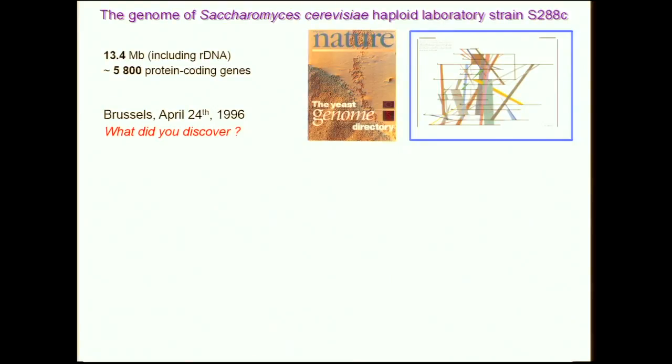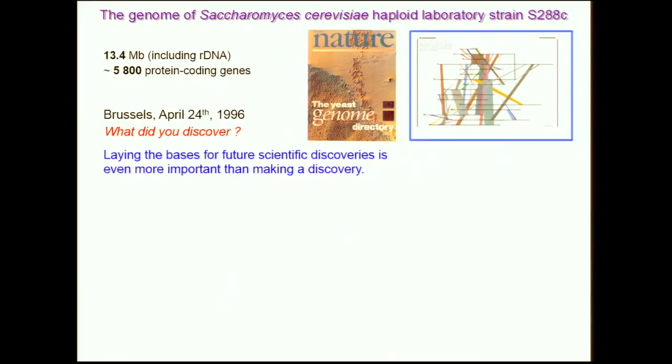And of course, people from the press said, what did you discover? Because this thing was on the wall, but nobody understood what it was. It shows simply the relationship between the different pieces of chromosome, which are horizontal here, and shows that there was some duplication in the yeast. What did you discover? The real answer would be that, in fact, laying the basis for future discoveries is even more important than making a discovery. But we could not say that because it was not politically correct. So we were told not to say that.